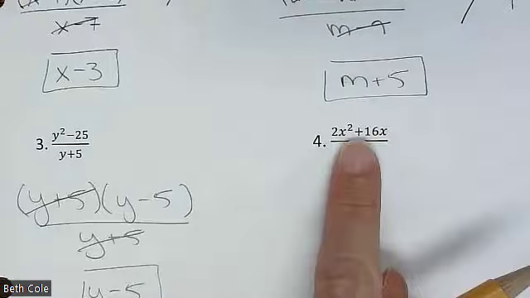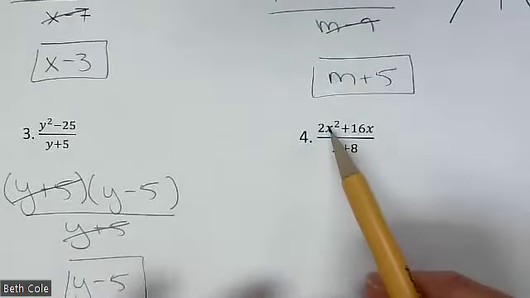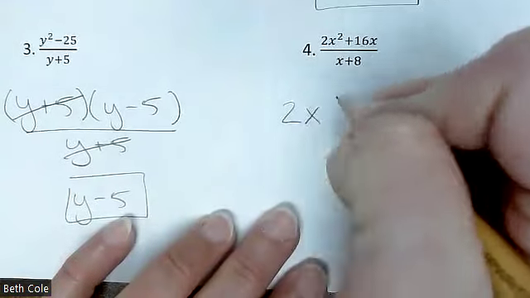Now, you can't do an X box for that one. Why not? Yeah, there's only two terms. It's not a trinomial. So the best you can do is what do they share in common? What can you factor out of both of these? 2. 2 and what else? X. Good.